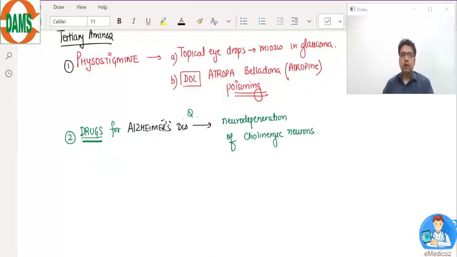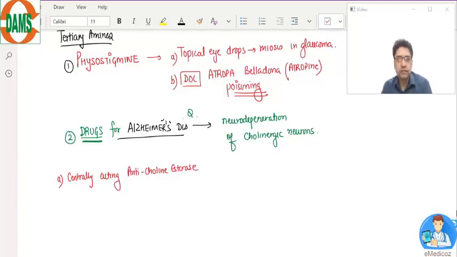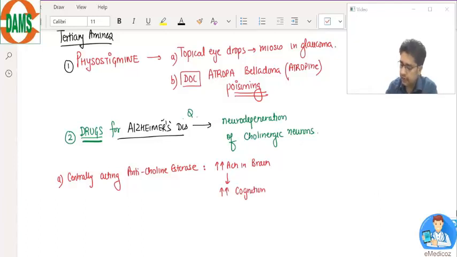Now, the second type of tertiary amine we will write is these drugs given for Alzheimer's disease. What happens in Alzheimer's disease is that there is neurodegeneration of cholinergic neurons in our brain. So why do we give anticholinesterase? Because the first drug we give for Alzheimer's disease is a centrally acting anticholinesterase, because it will increase the acetylcholine level in the brain, and an increase in acetylcholine increases cognition and memory.